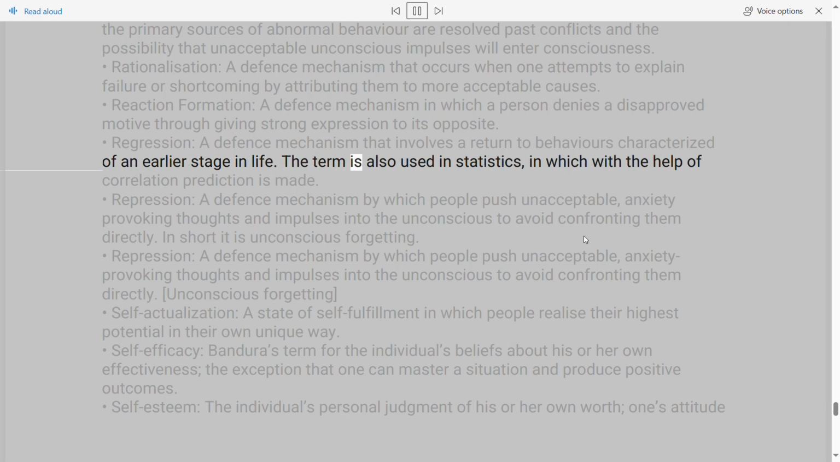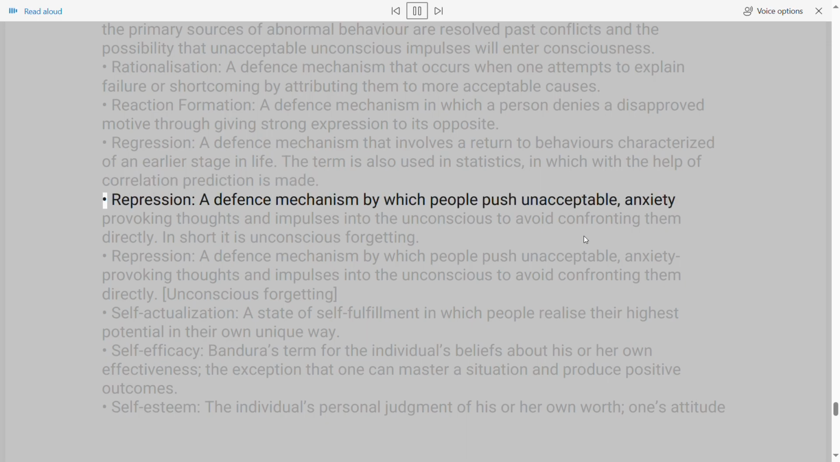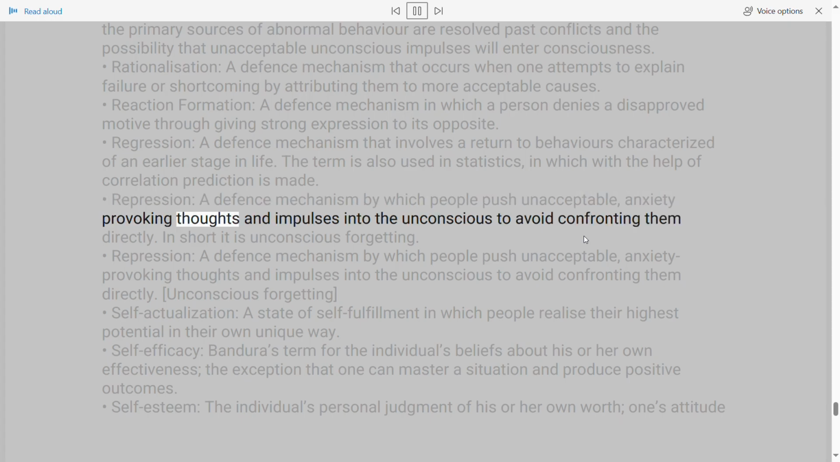The term is also used in statistics, in which with the help of correlation prediction is made. Repression, a defense mechanism by which people push unacceptable, anxiety-provoking thoughts and impulses into the unconscious to avoid confronting them directly. In short, it is unconscious forgetting.